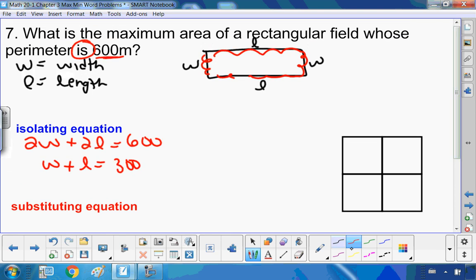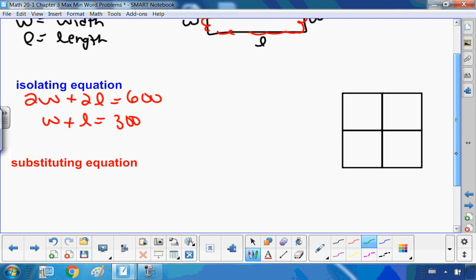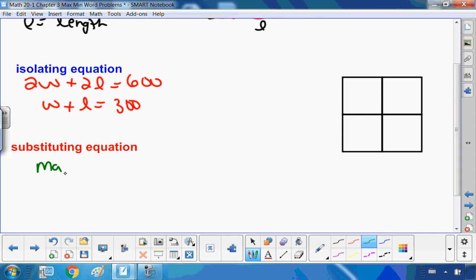Now let's look at my max-min equation. I'm looking at a maximum area, so my substituting equation is going to be max is equal to length times width. Now remember, in this equation you're only allowed one variable, so I need to go back up to my isolating equation and isolate for one of my variables. So I will subtract width from both sides, and I end up with length is 300 minus W.